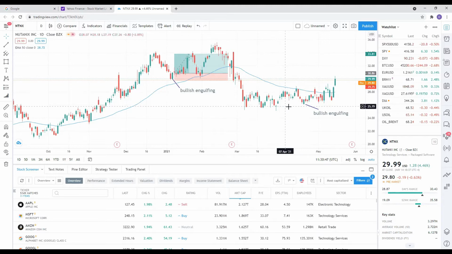We see a bullish engulfing occurring right here. This is the red candle. This is the green candle. The body of the green candle overpowers the body of the red candle. We see 1, 2, 3 red candles. Then we see 1 green candle. So I would have taken this trade here.